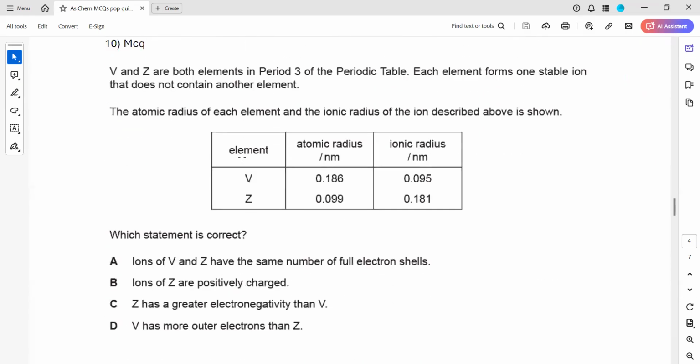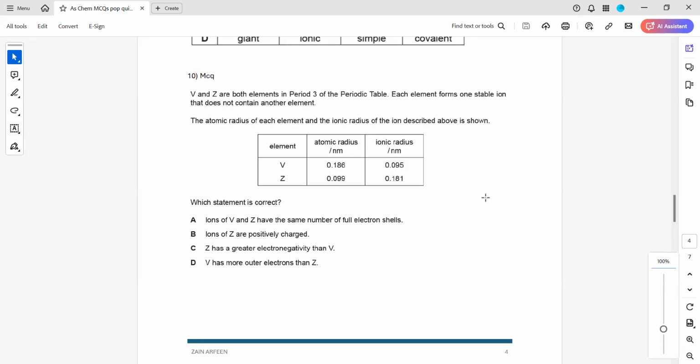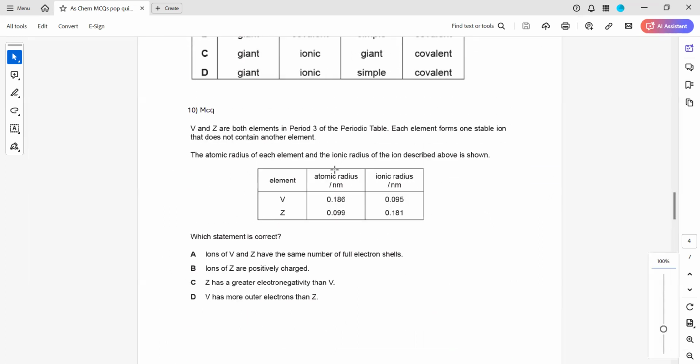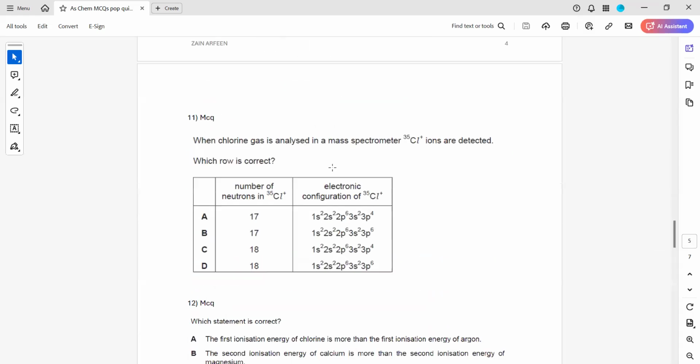Question 9, 10, any doubt? Question 9, 10. Question 10, okay.